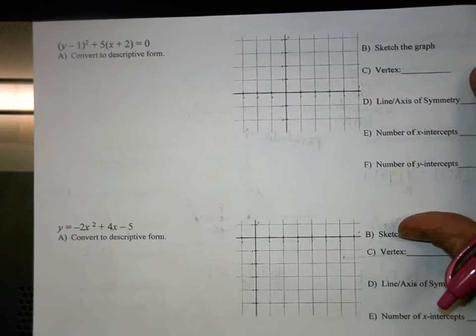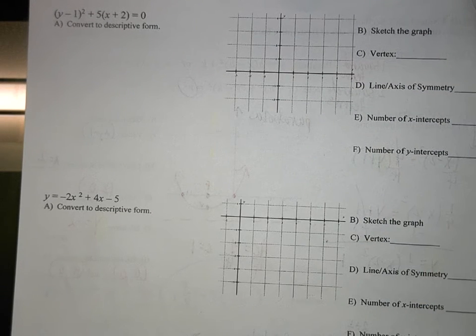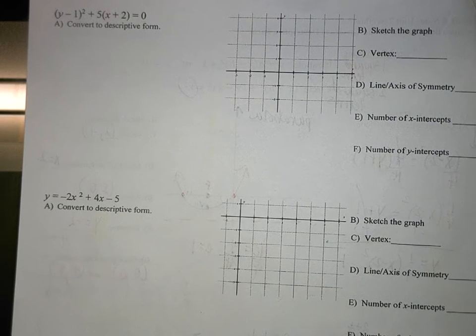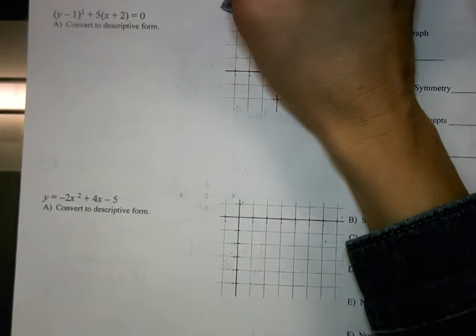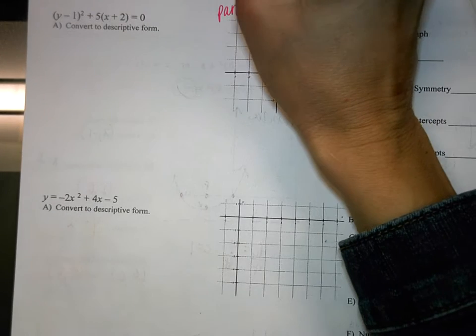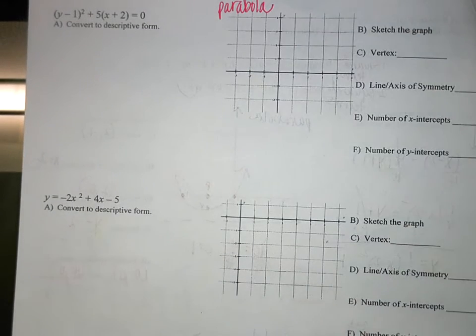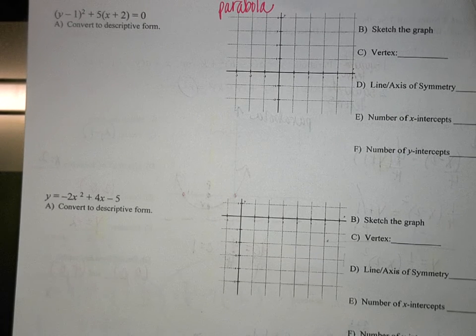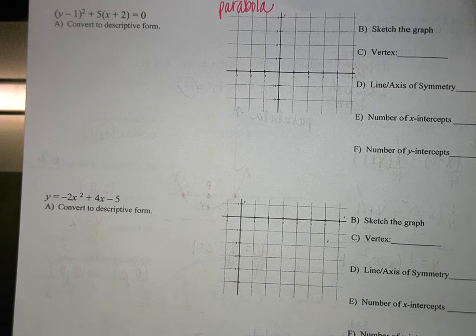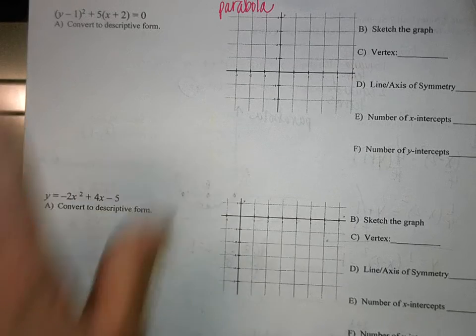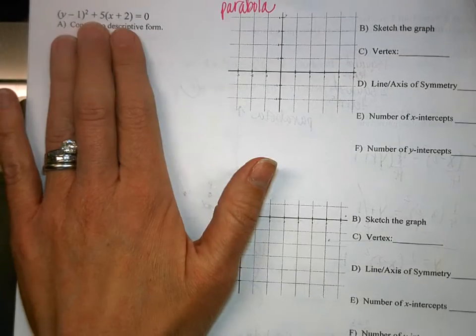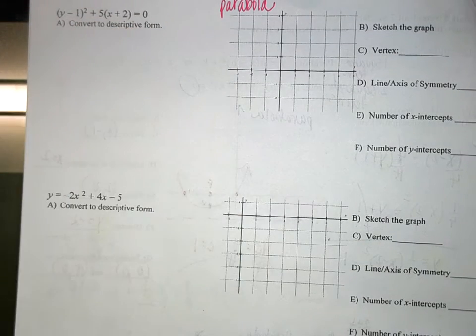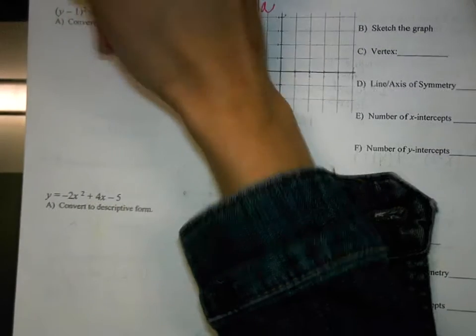Okay, what type of graph is this next one going to be? Parabola. How do you know it's a parabola? Very good. Only one squared term. The way this is written right now, we know it's going to go right or left, but we want to get this in the correct form. We want to get the x by itself in order to know for sure.